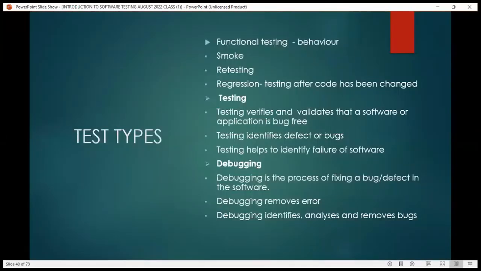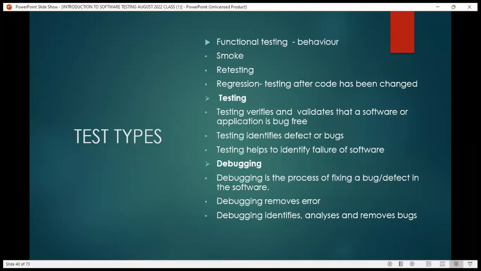Now, what are the types of testing that we have? So I've given you test levels. Now I'm giving you types of testing. Start with functional testing. Functional testing is mainly you looking at the behavior of what you are doing. It's mainly like checking the features. What exactly do you want to do? So those are functional testing. Now we've got smoke testing.